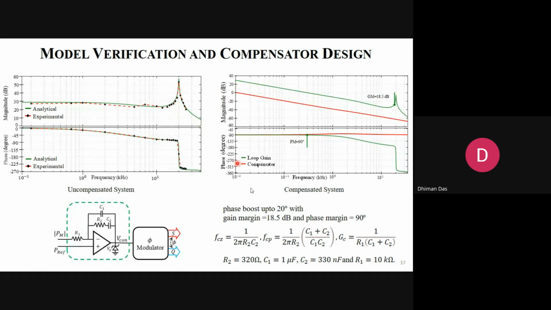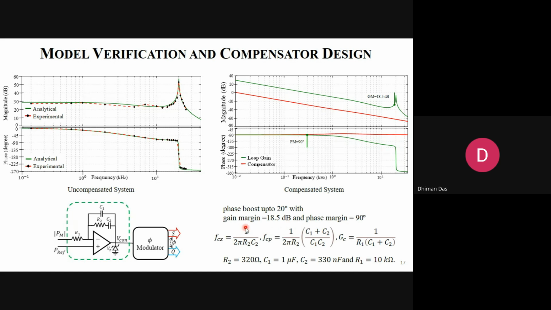Now from the uncompensated system, we can see that I can have a 20-degree boost from this gain margin and phase margin theory.